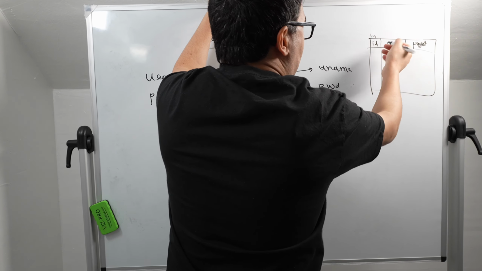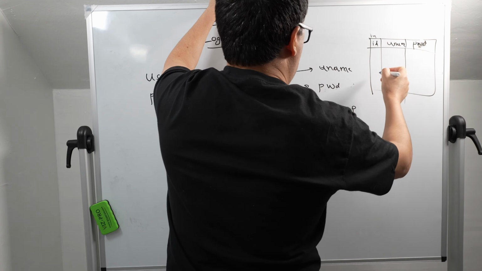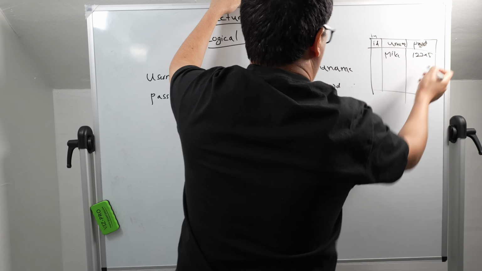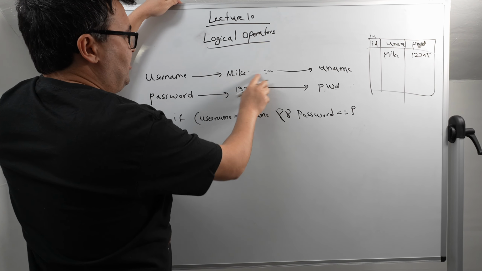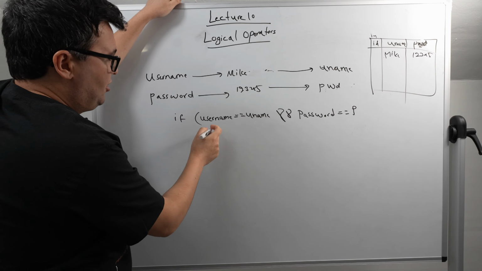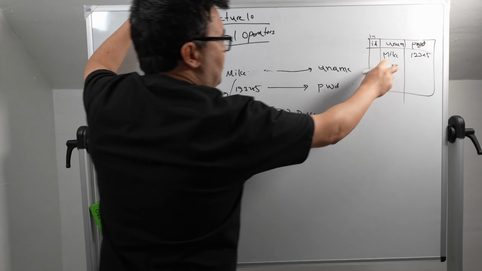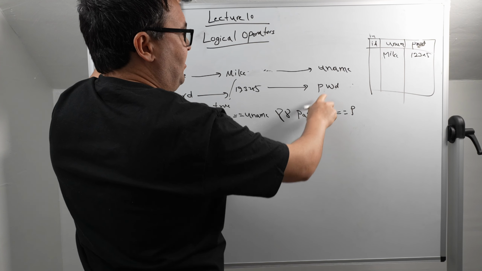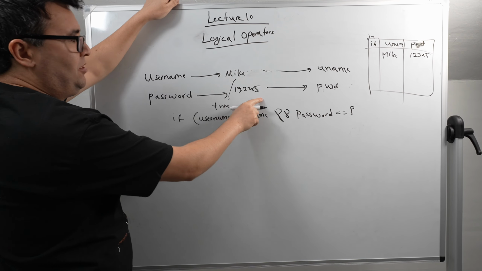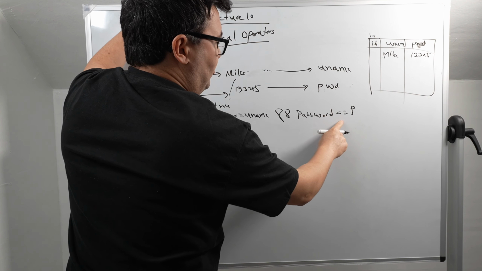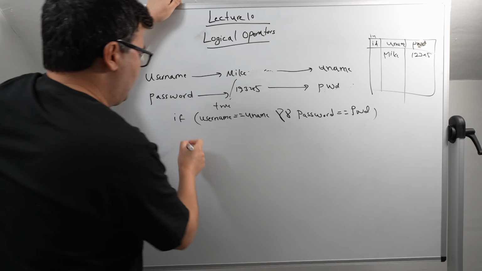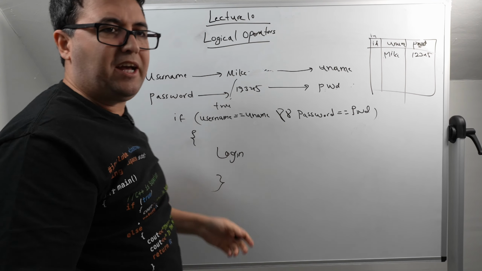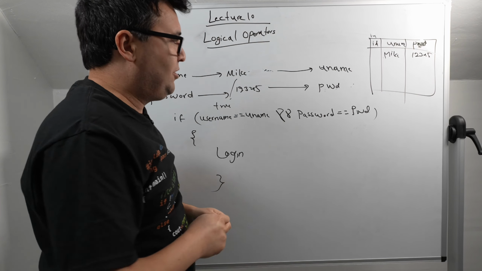So this is our table with an ID, and suppose the username is Mike and the password is 12345. If you enter the username Mike and the password 12345, it checks this username is equal to this username. Yes, if it's true, then they check if the password you entered is equal to that password. You enter 12345, which is equal to 12345 on the database. Then you can log into your Facebook account. So this is a real world example of using logical operators.